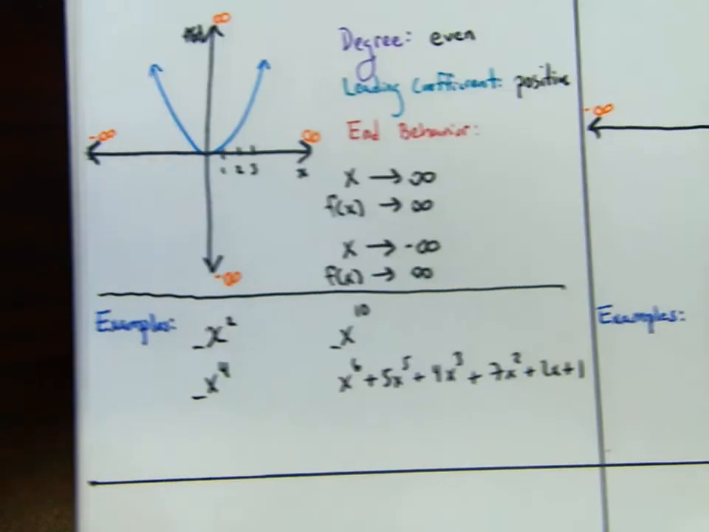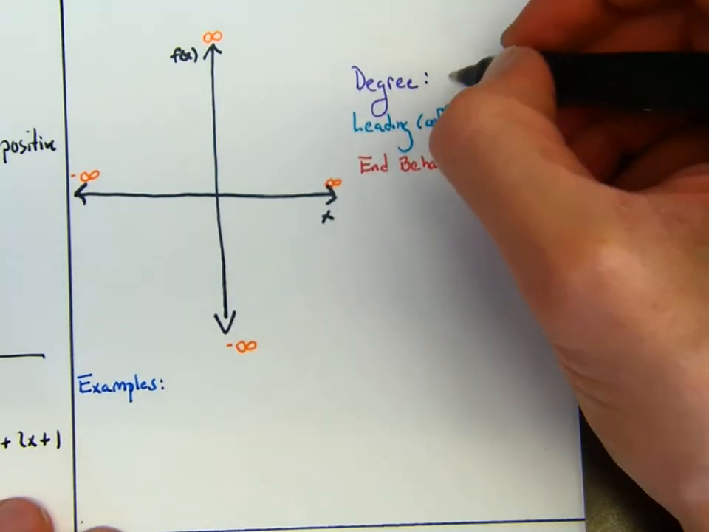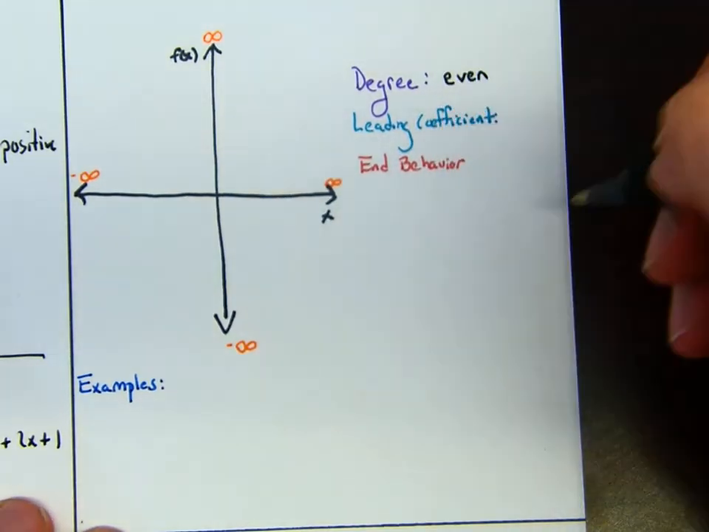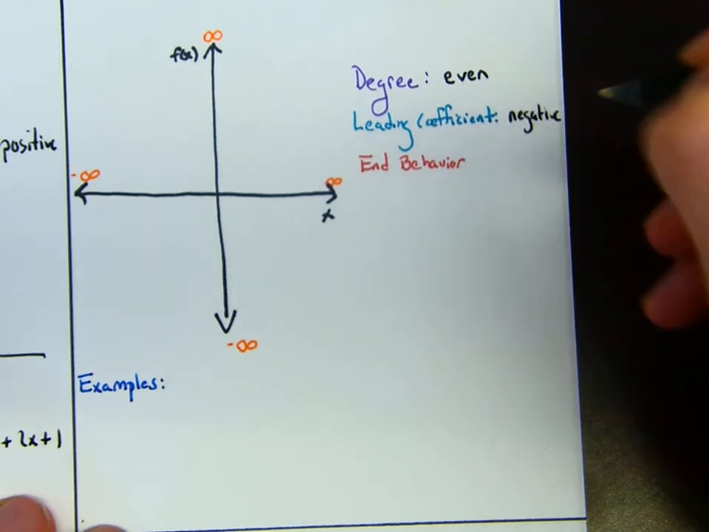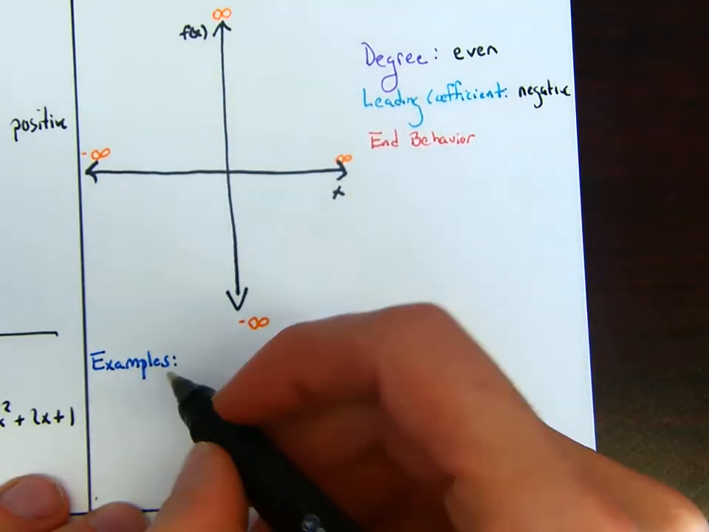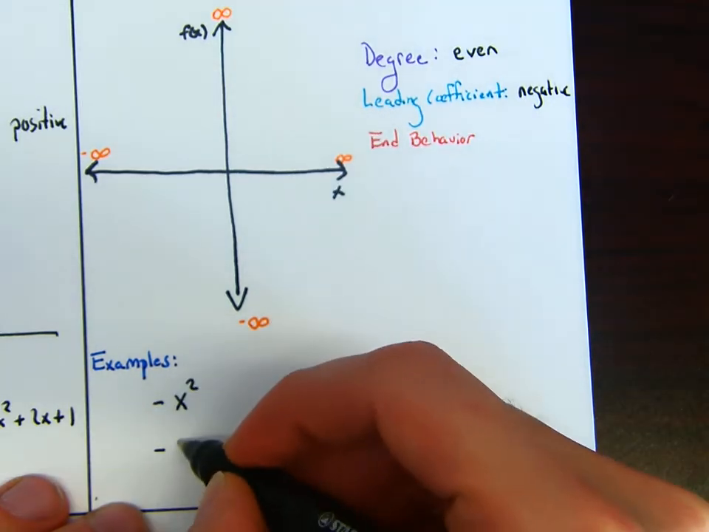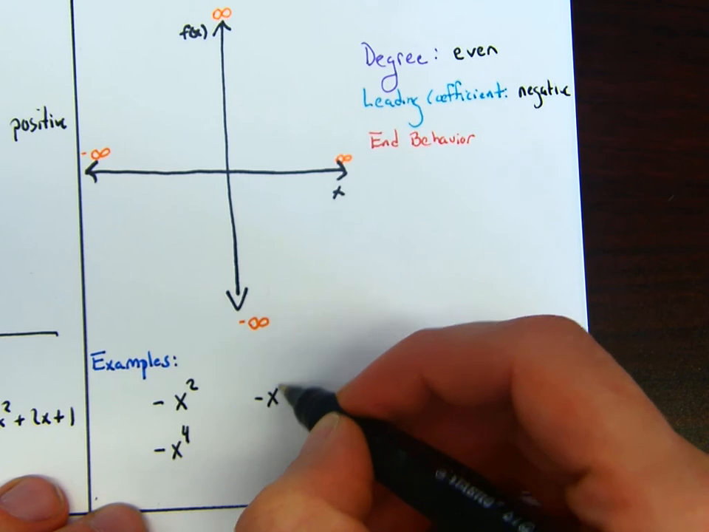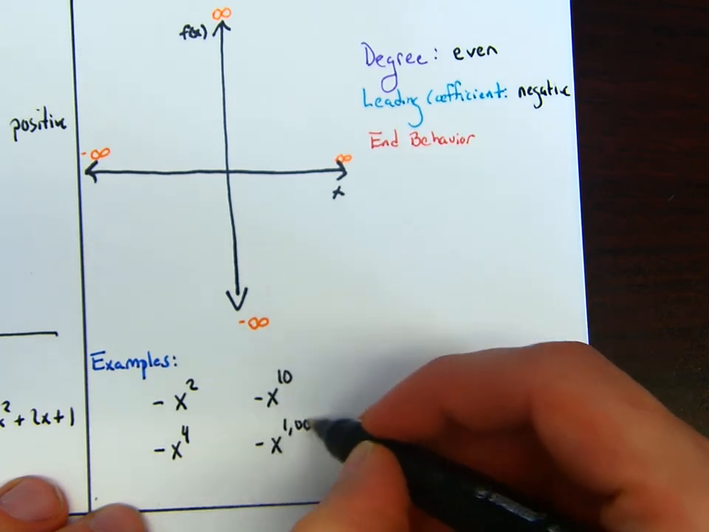Let's look at another one. Imagine if I had the same idea. Let's say the degree is even, but my leading coefficient is negative. So what are some examples of graphs like that? What if we had something like negative x squared, or negative x to the 4th, or negative x to the 10th, or even negative x to the 1000?